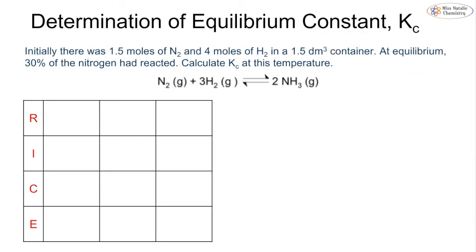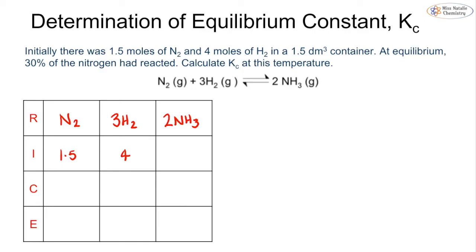So for our third and final example for Kc, we are going to look at the reaction between nitrogen and hydrogen to form ammonia. So looking at our equation, we can see that we have N2, we have 3H2 and 2NH3. And I'm told some information in the question, of course. I'm told my initial moles of N2 is 1.5, and my initial moles of the hydrogen is 4. I'm also told that it's in a 1.5 decimeter cubed container, which will be important later, and at equilibrium, 30% of the nitrogen has reacted.